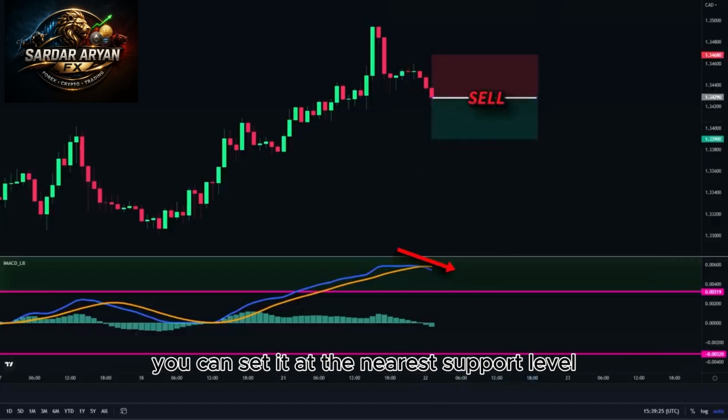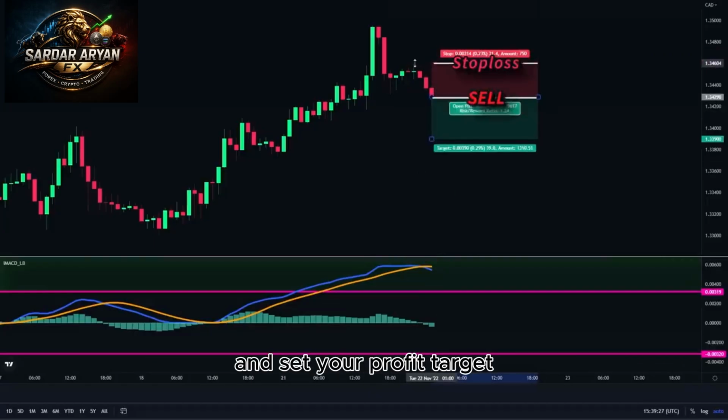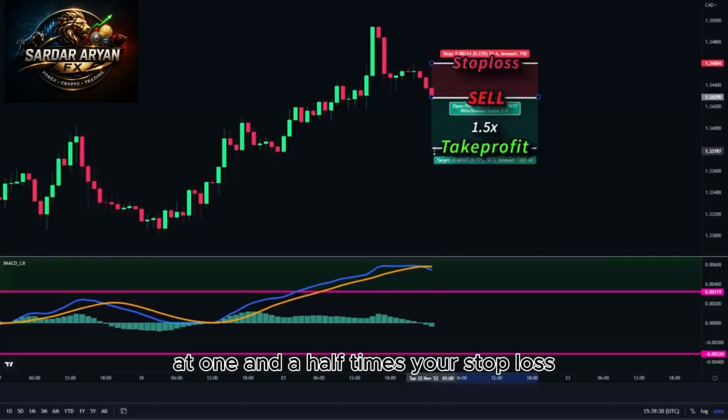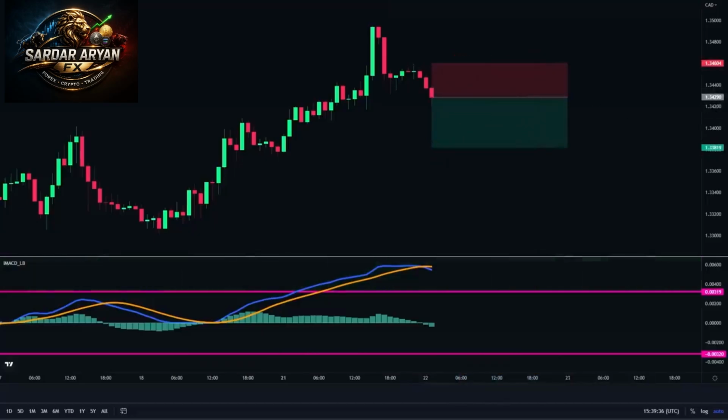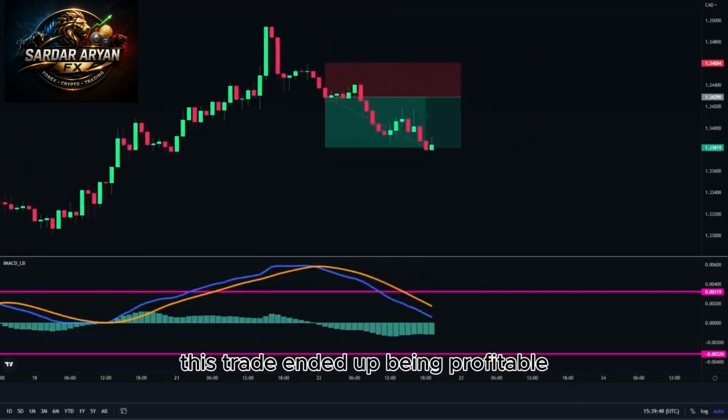Now for your stop loss, you can set it at the nearest support level and set your profit target at 1.5 times your stop loss. And as you can see, this trade ended up being profitable.